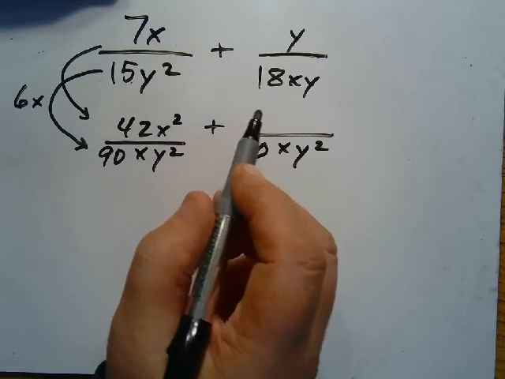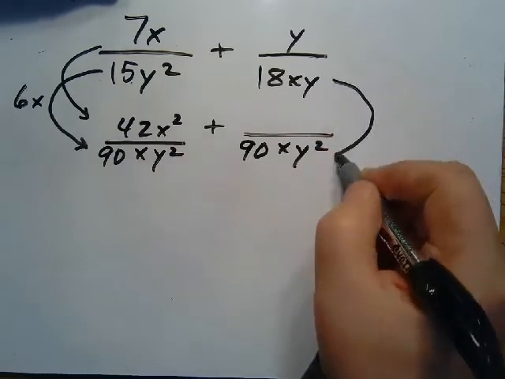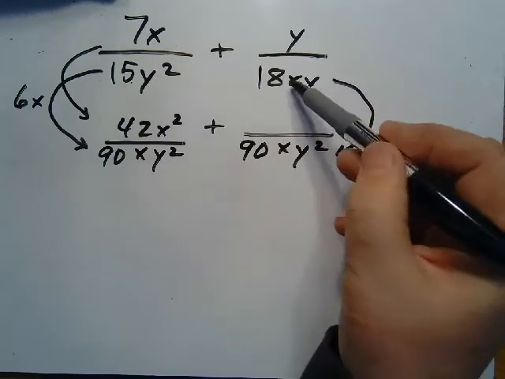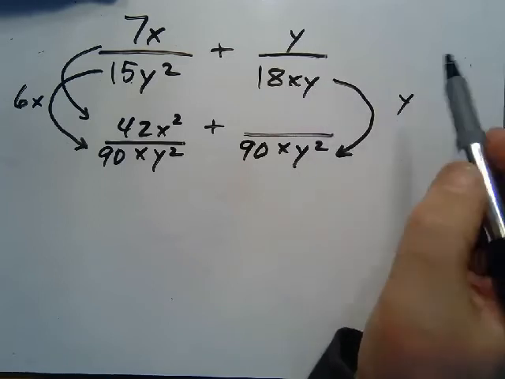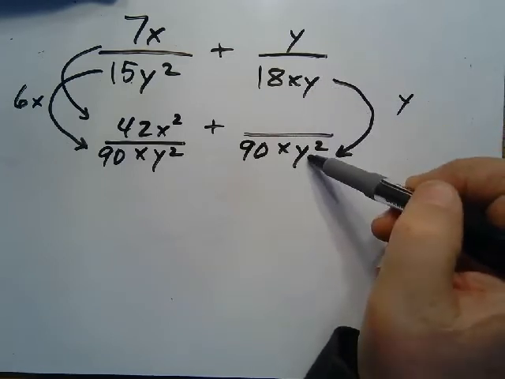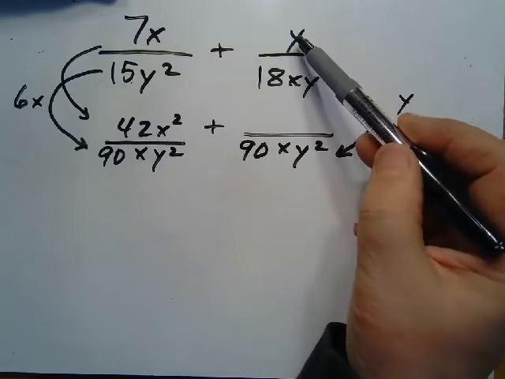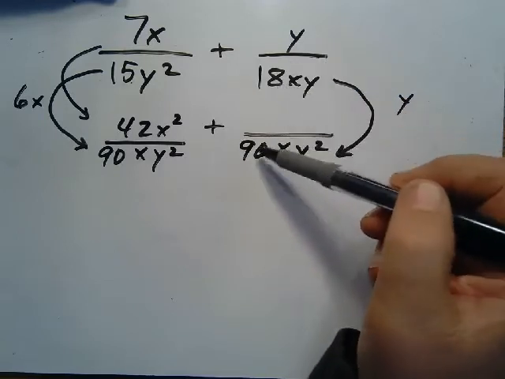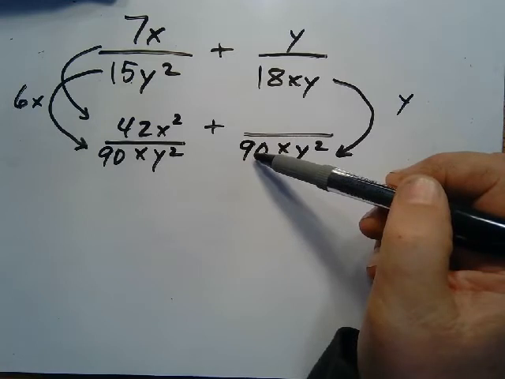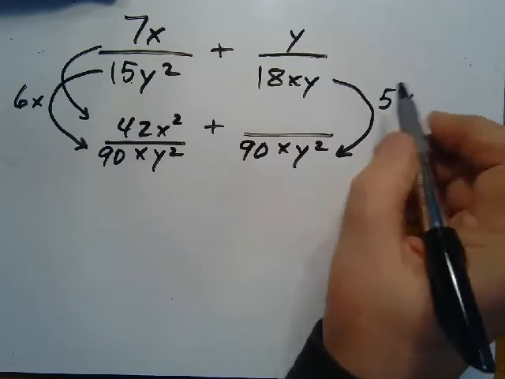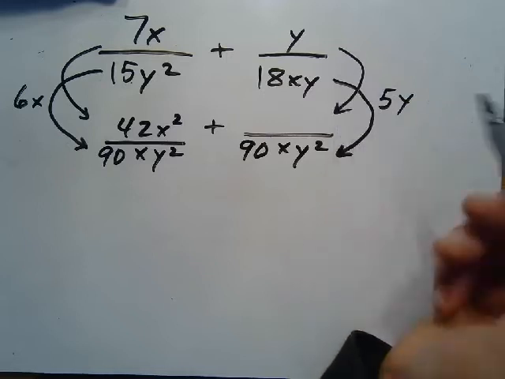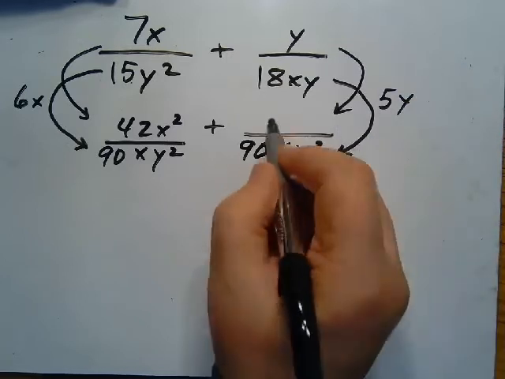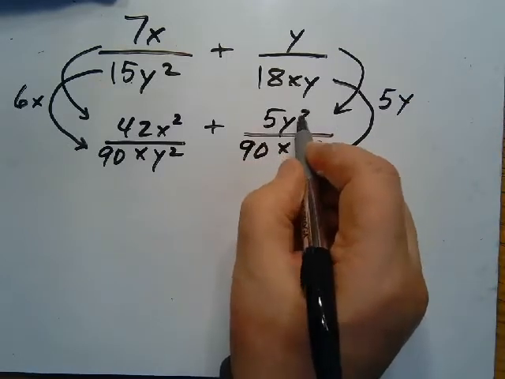42x squared. Now how do you get from here to here? Well, let's see. X was the same. Y, I had to multiply by a y. Y times y gave me y squared. And then 18 times what gives us 90? Well, I think that's 5, isn't it? 5 times 18 is 90. Yeah, it's 5. So we're going to multiply the top also by 5y, and that gives us 5y squared.